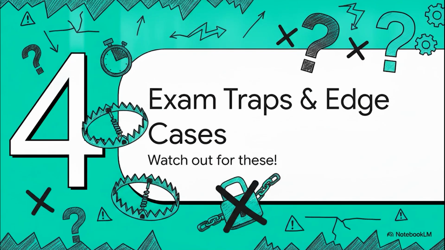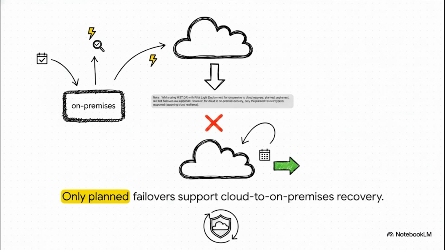All right, Section 4, Exam Traps and Edge Cases. When you're running a pilot-light deployment, you've got a lot of flexibility when failing out to the cloud. Planned, unplanned, even test failovers, they're all fully supported. But here's the catch. When you're ready to fail back, meaning you're doing a cloud to on-premises recovery, only planned failovers are supported. You basically have to assume cloud resilience for that failback operation.